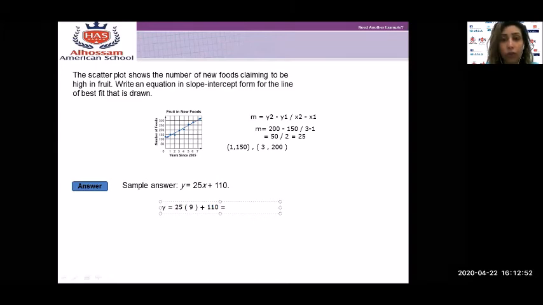This is why we can use these equations, and usually we use them in our real life problems to predict any upcoming values. Let's see what we have next.